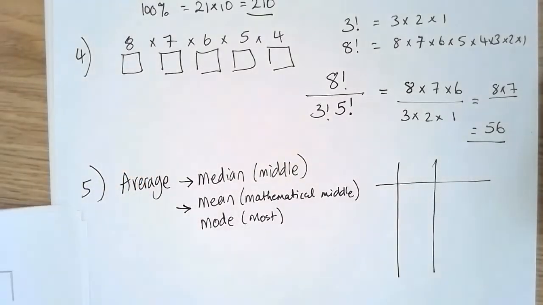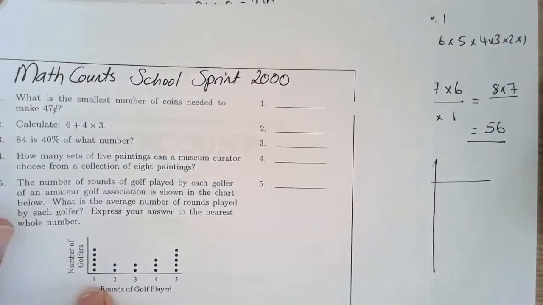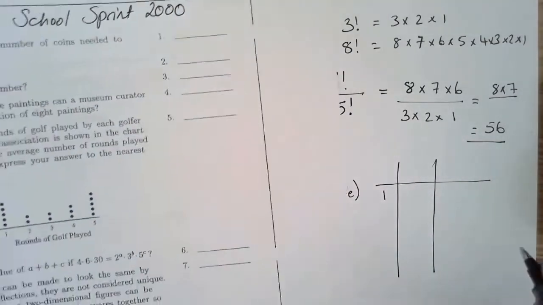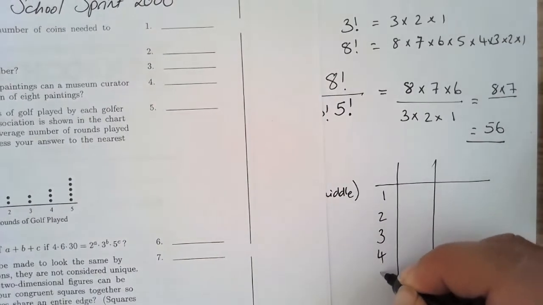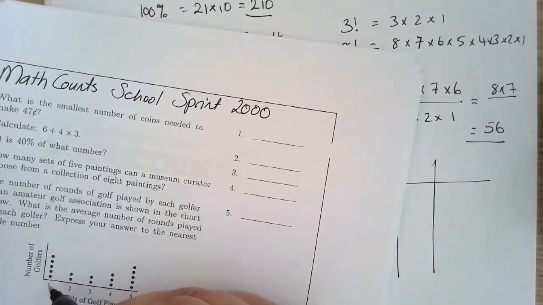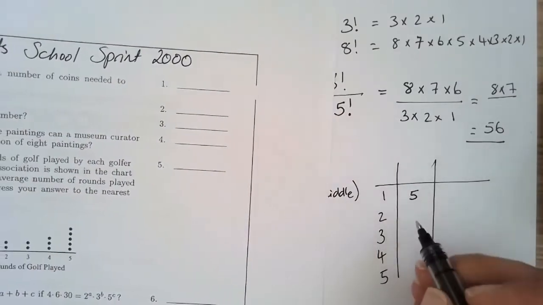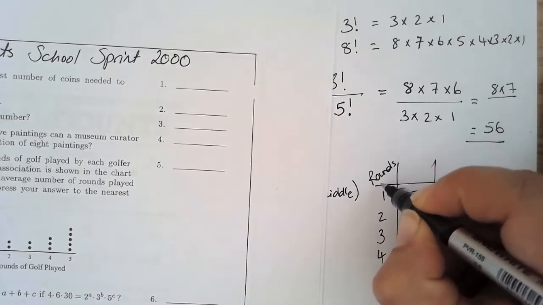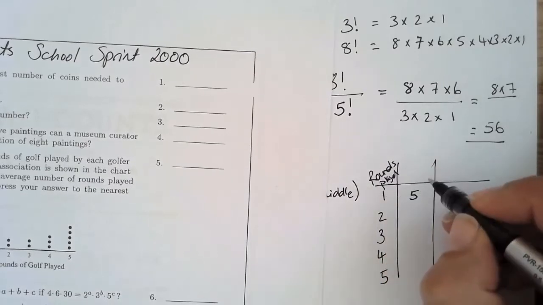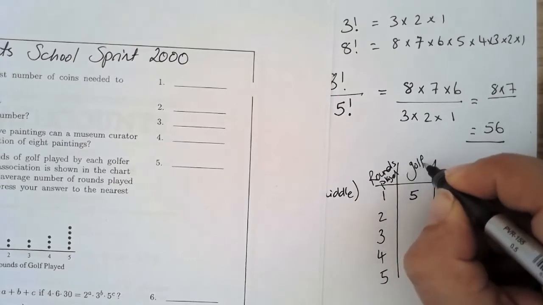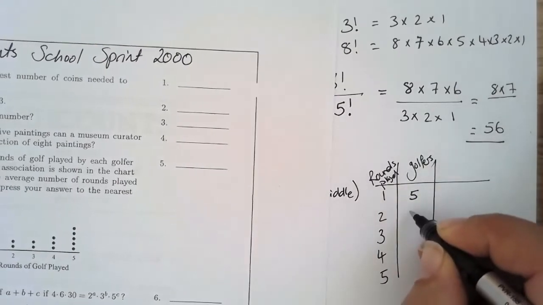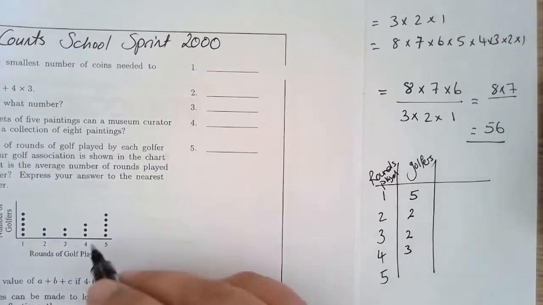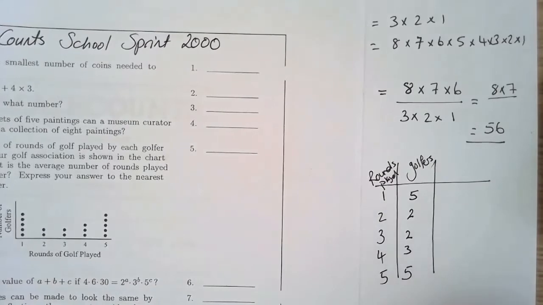So what we've got on that graph is one round of golf played, up to 5 rounds of golf. And then how many dots do we have here? Well, we have 5 that played 1 round, is the number of rounds. And these are golfers. 5, 2, 2, here and here, 3, and 5 just here.